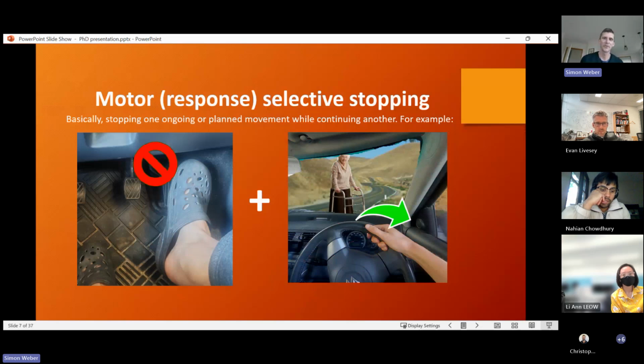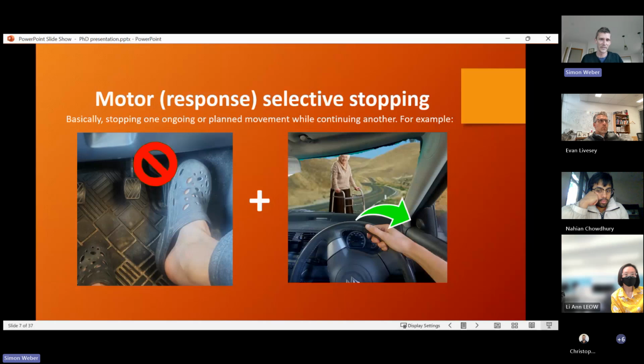Okay, and another thing that I just want to describe before I talk about a particular study is motor selective stopping, or response selective stopping. This describes stopping one ongoing or planned movement while continuing with another. This is something that we often have to do. So for example, if you're accelerating around a corner, or you're about to put your foot on the accelerator and then all of a sudden someone steps out onto the road, you still need to turn the wheel. There are still movements that you need to make to prevent a crash. You might have to avoid hitting another car or the curb or the person, but you need to cancel that movement with your foot where you were about to press the accelerator.